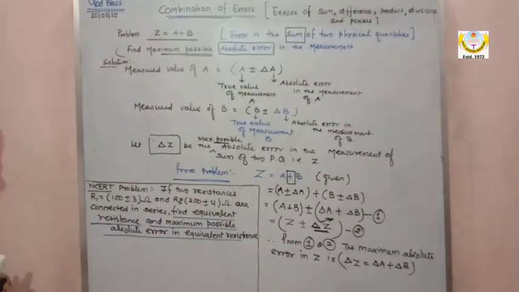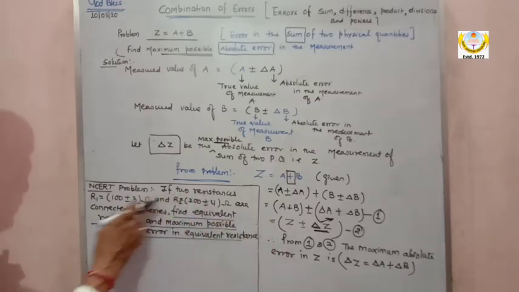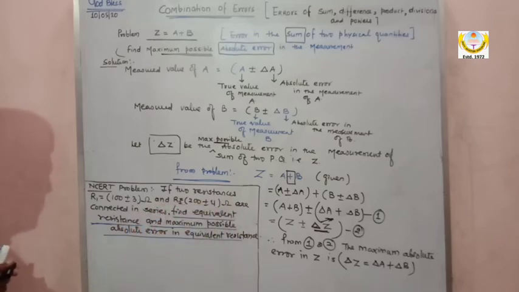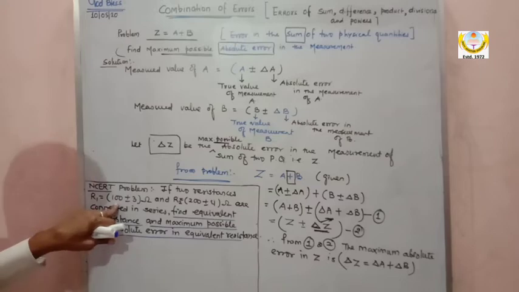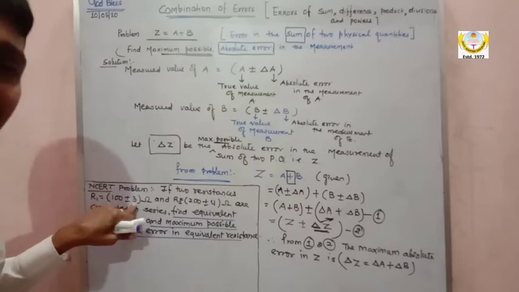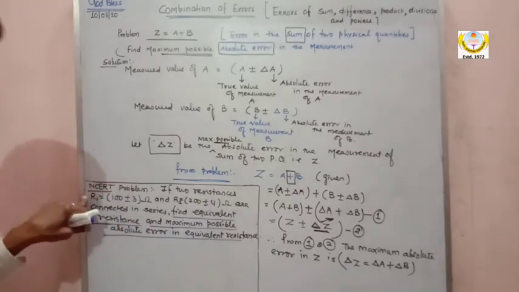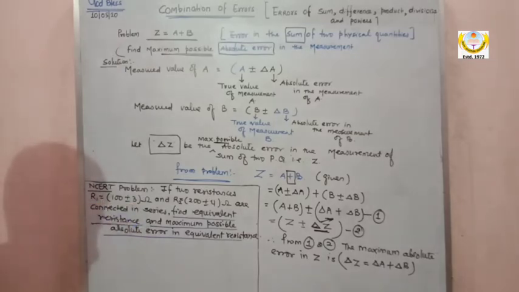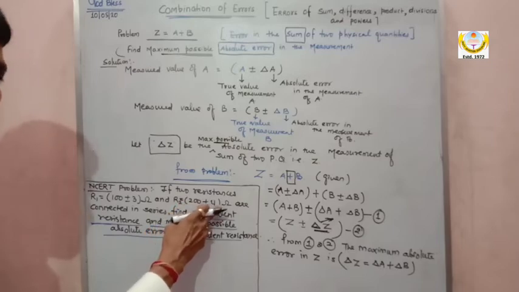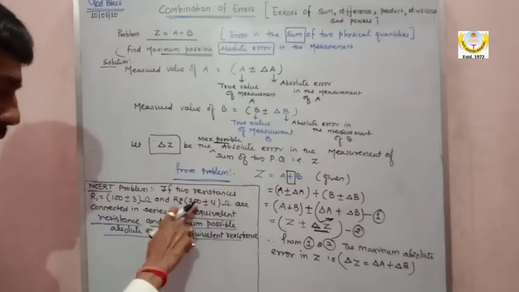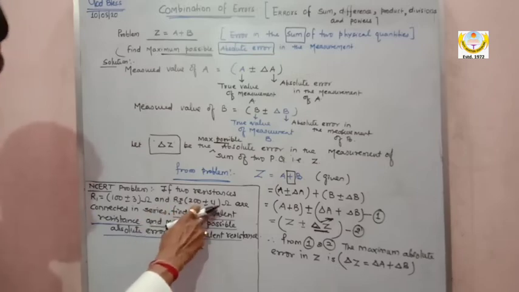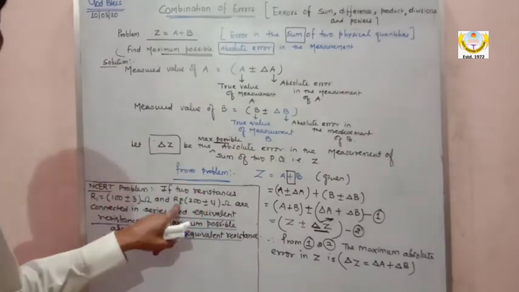So now look at one sum on the basis of this. Two resistances: R1 is 100 plus minus 3 ohm and R2 is 200 plus minus 4 ohm. Now here, what is 100? 100 is the true value of R1. And what is plus minus 3? It is the absolute error in R1. Similarly, R2 is equal to 200 plus minus 4 ohm. This 200 is the true value of the measured quantity R2, and 4 is the absolute error in R2.